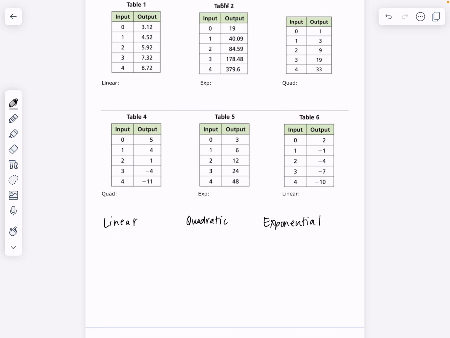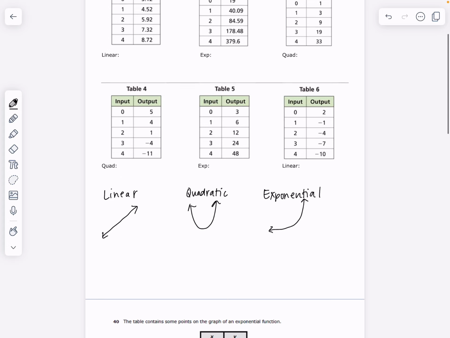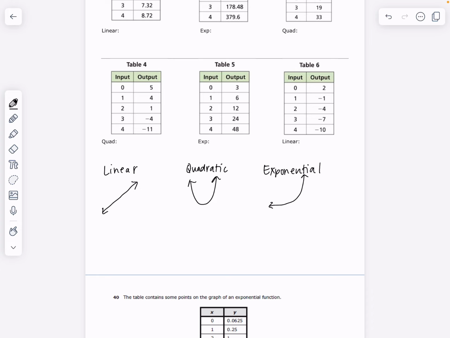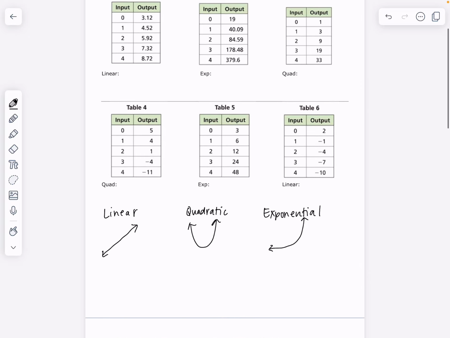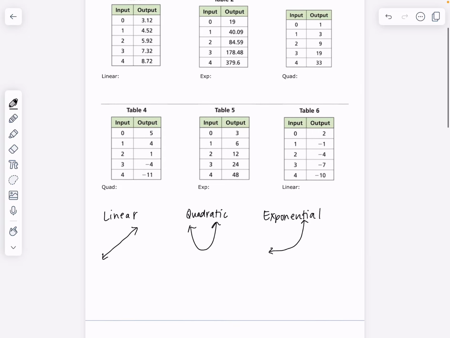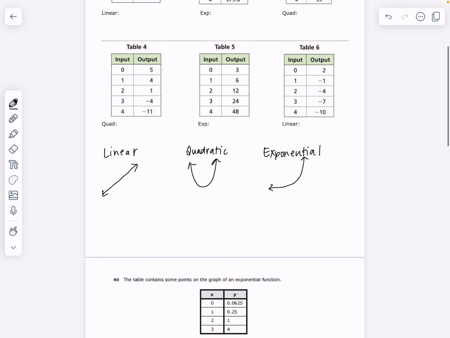For linear data, it's going to be close to a line. It's not going to be perfect, but it's going to look somewhat like a line. For a quadratic, you're going to have a U shape called a parabola. And for exponential, it's either going to be growth or decay. When we're doing regression, we're trying to get the best fit curve for the data. And usually on the STAR test, they will tell you whether to use linear, quadratic, or exponential.